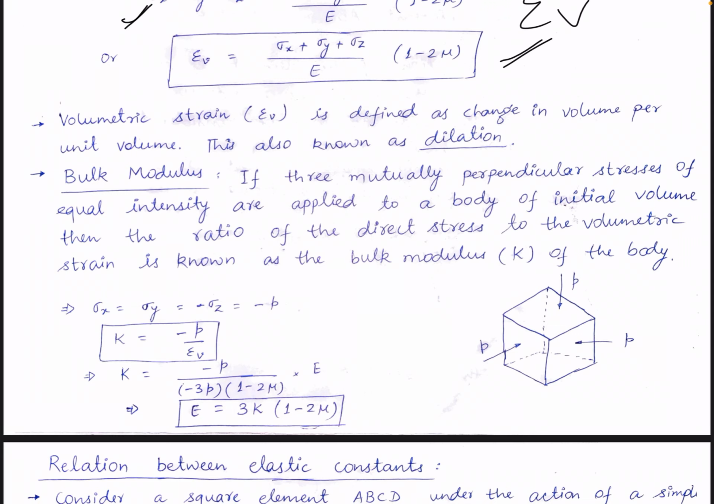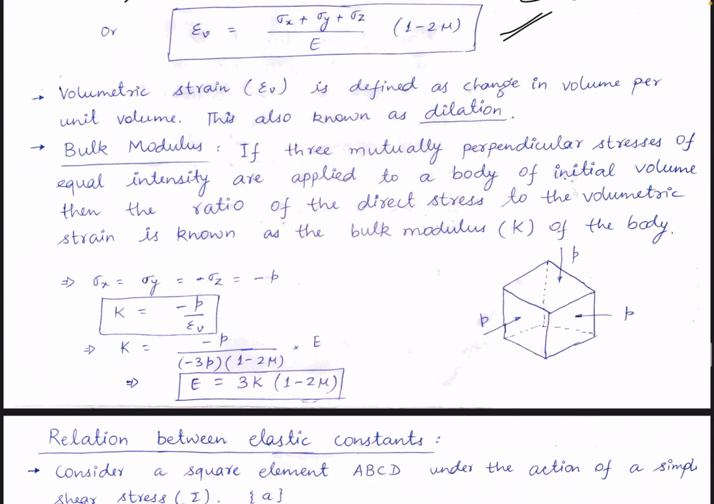Now what is bulk modulus? Till now we have seen the modulus of elasticity and modulus of rigidity, E and G. Now what is this bulk modulus? If three mutually perpendicular stresses of equal intensity are applied to a body of initial volume, then the ratio of the direct stress to the volumetric strain is known as the bulk modulus of the body. So if a body is kept in a hydrostatic state, like putting something in water, the water applies equal pressure from all the directions.